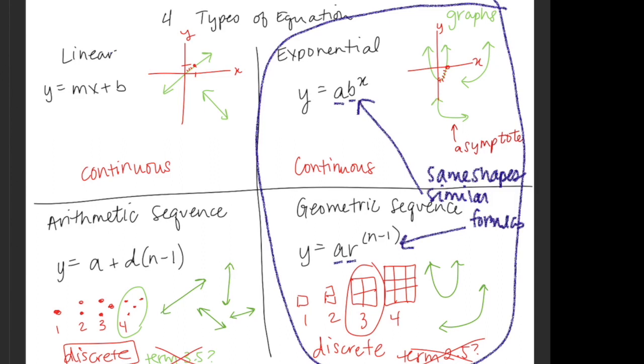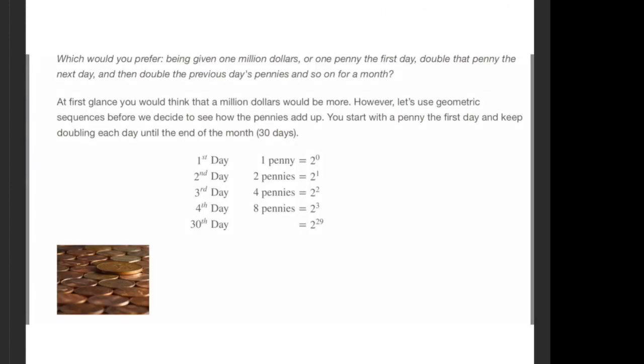Both of them have the same initial value. Both of them have common ratios. And the main difference here is that in the geometric sequence, you subtract 1 from the x value or the n value. So it actually can make quite a big difference in your results. So let's look at a problem.